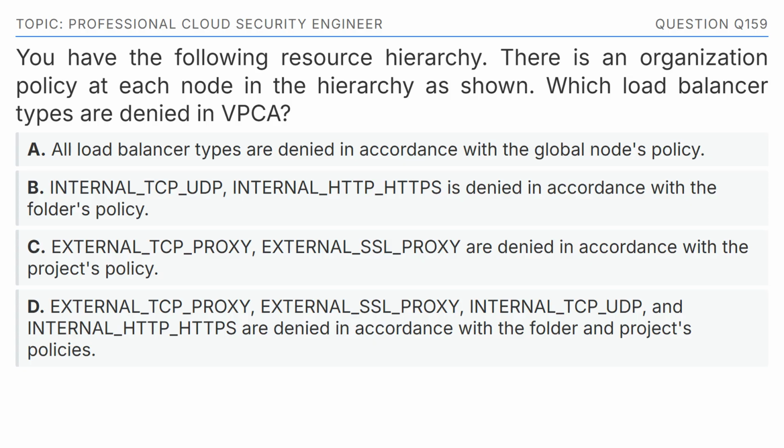Option C, external_TCP_proxy, external_SSL_proxy are denied in accordance with the project's policy. Option D, external_TCP_proxy, external_SSL_proxy, internal_TCP_UDP, and internal_HTTP_HTTPS are denied in accordance with the folder and project's policies.